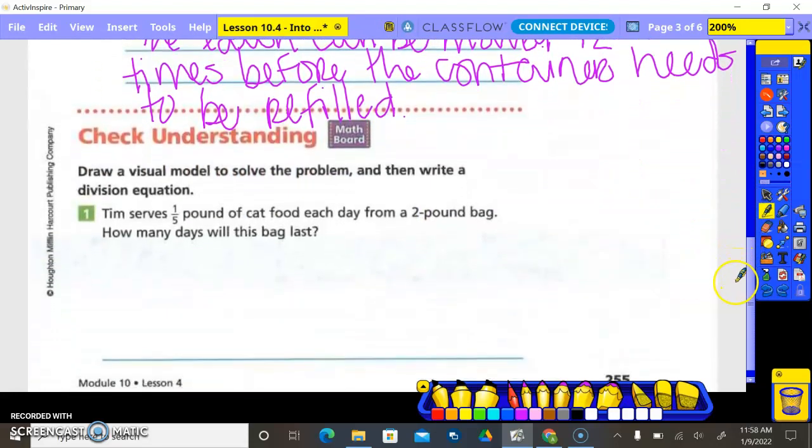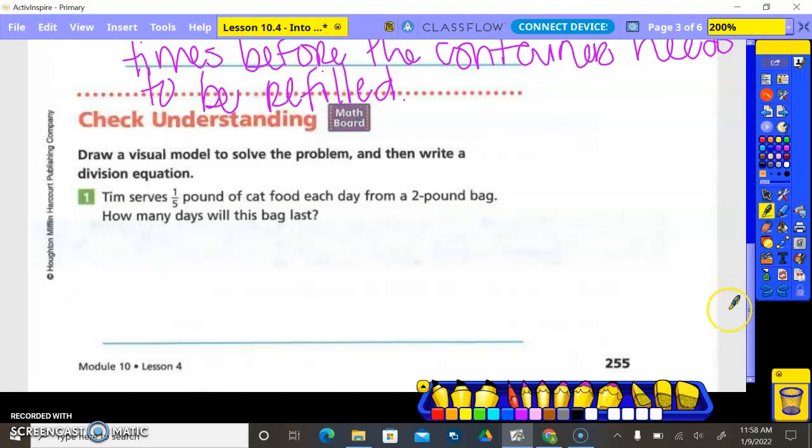Check understanding. Draw a visual model to solve the problem and then write a division equation. Tim serves 1/5 pound of cat food each day from a 2-pound bag. How many days will the bag last? Once again, our total is not the first thing listed, so we need to figure that out. Our total is 2, and they're dividing it each time by 1/5.